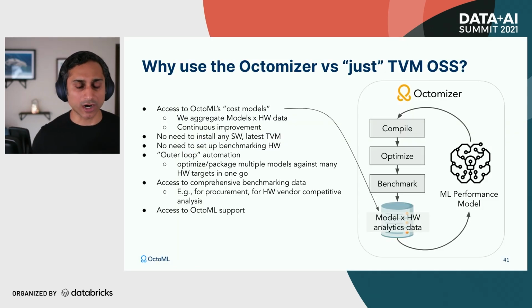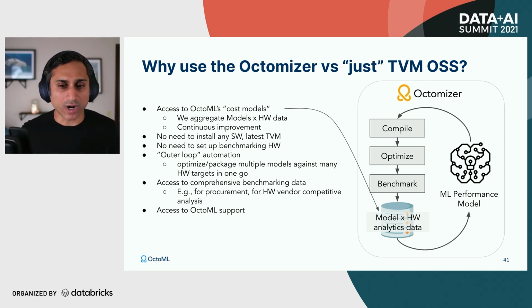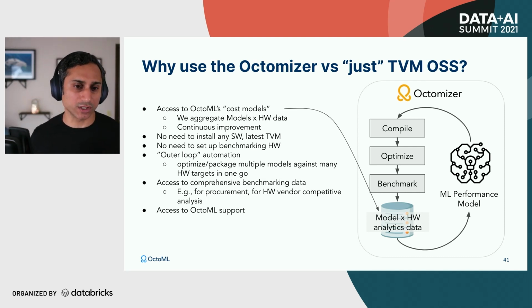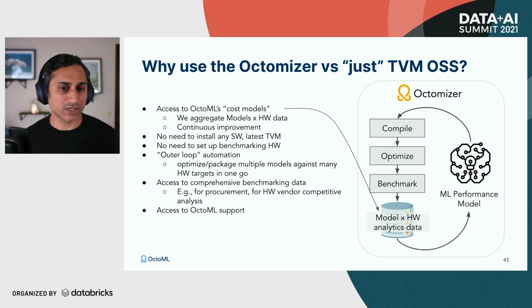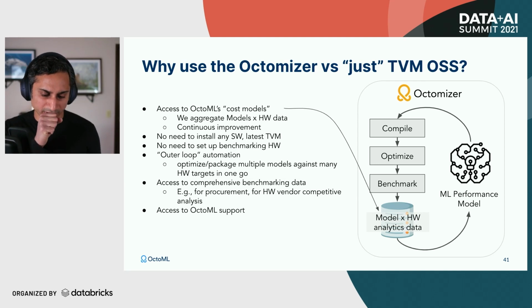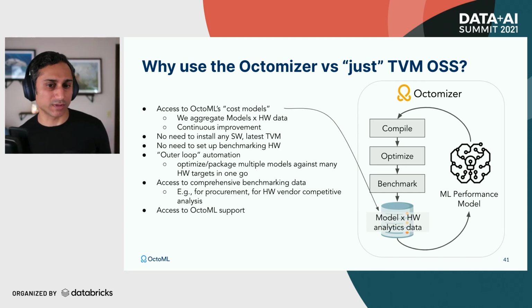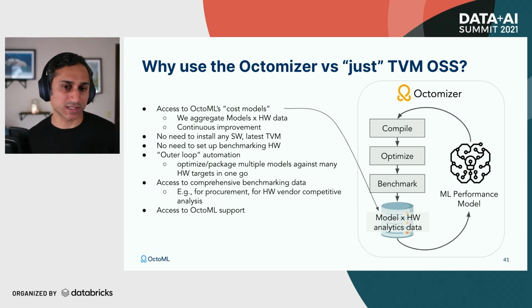So before I do the OctoML optimizer demo, why would you want to use a hosted version of TVM? Well, you get first access to all of OctoML's cost models. So we aggregate the cross product of deep learning models to hardware targets, and we're continuously improving that iterative cycle. So by using OctoML, you'd converge faster and perhaps have a better search space experience to find the most optimal model than you would if you used TVM out of the box that didn't have previous history of running.